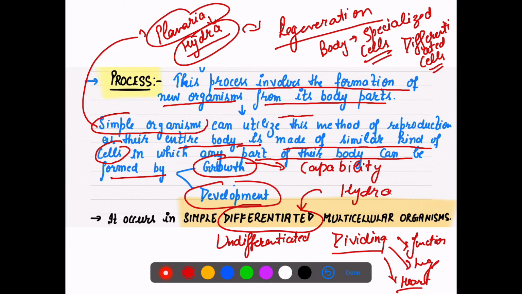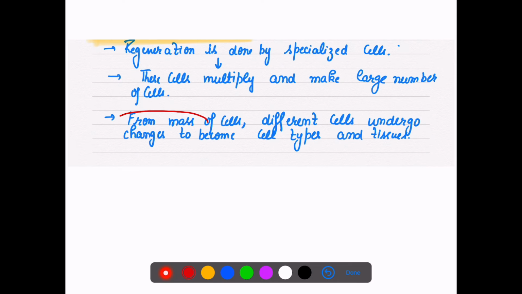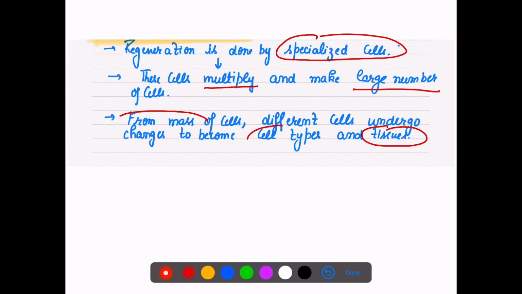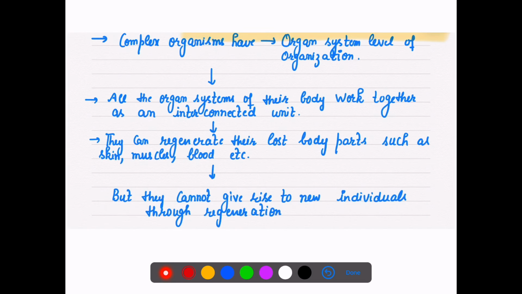As well as their body part can be formed by growth and development, like happened in the hydra. So what you have to mention here, what is the main difference? In fragmentation the cells are undifferentiated, and here, in the case of multicellular organisms, the cells are differentiated. So regeneration is always done by specialized cells. These cells divide, multiply, and become different types of tissues as well as cell types.